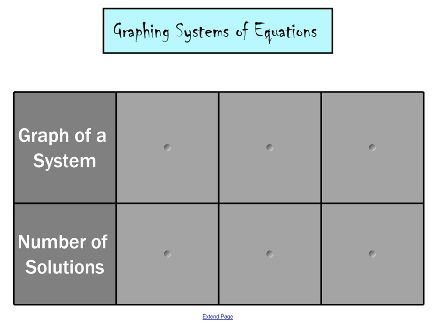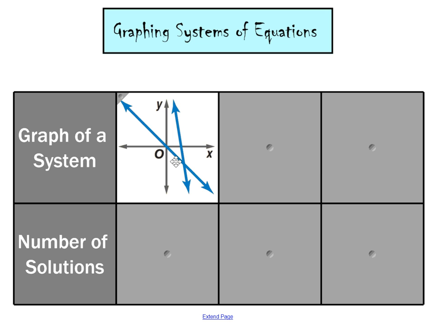So we have a couple different examples here. Here's our first example. And if you notice, the two lines cross at that point right there. And you'll also notice that they cross one time, so we would say we have one solution.